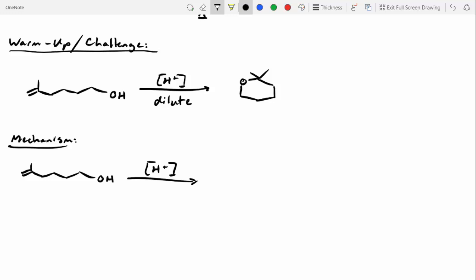Give you guys a hint too if you're stuck. What's the fastest reaction in chemistry? Acid base. What are we going to protonate? Our alcohol. The alcohol is the most basic site on this molecule. So the first step, before you do anything else, is to protonate this alcohol. So now we've got our hydronium-like reagent.